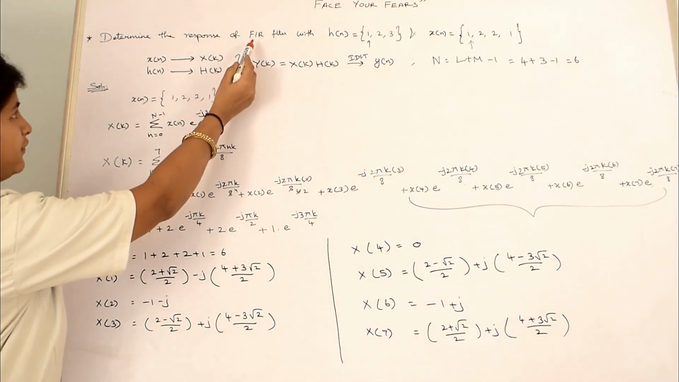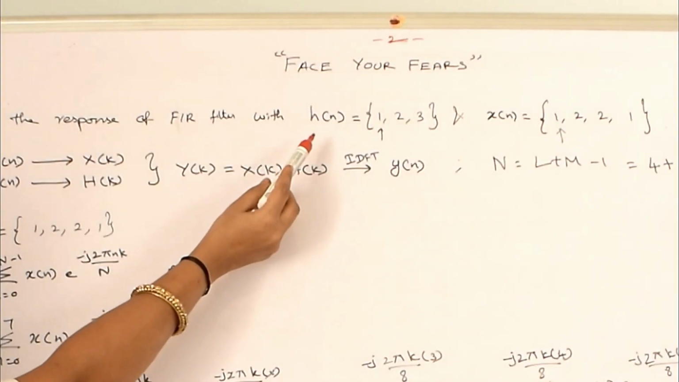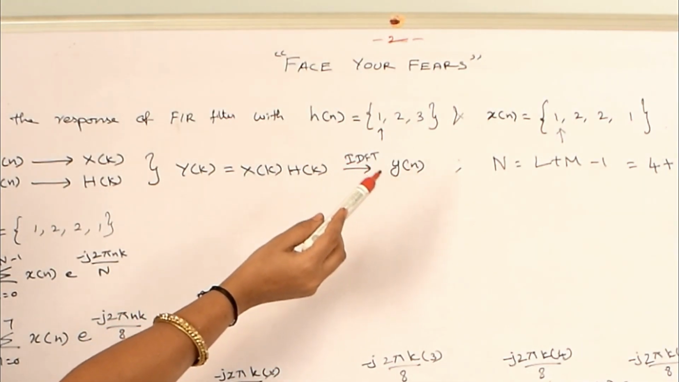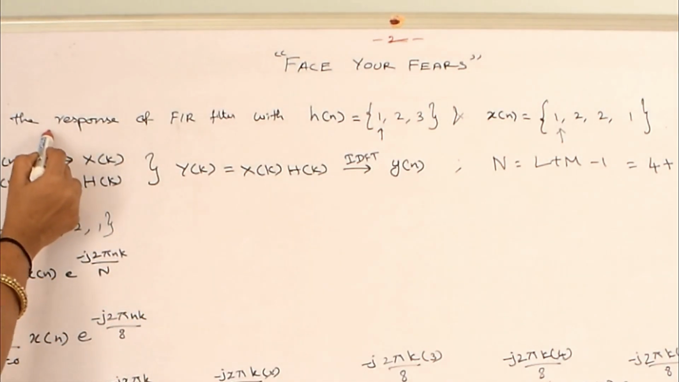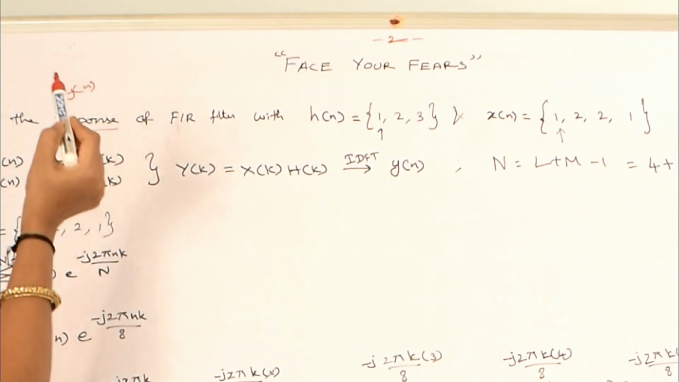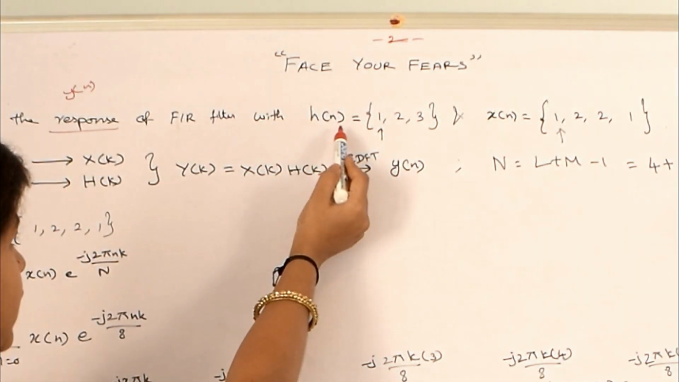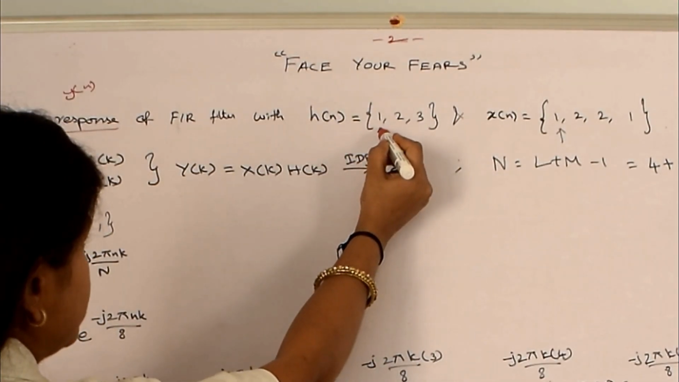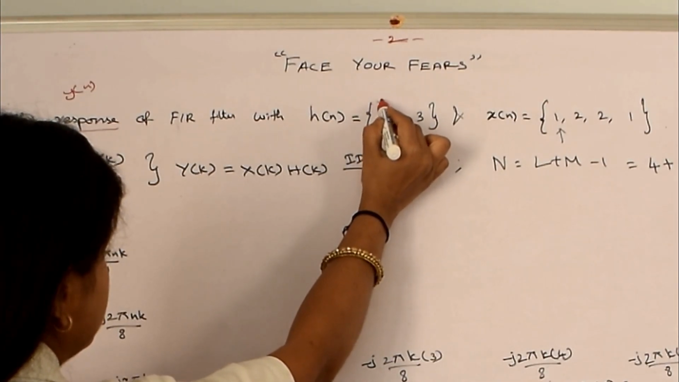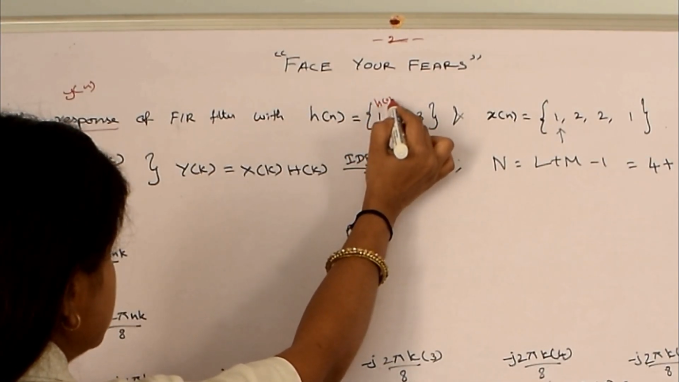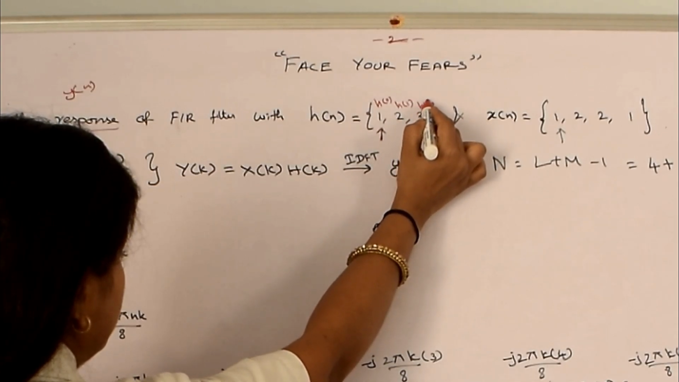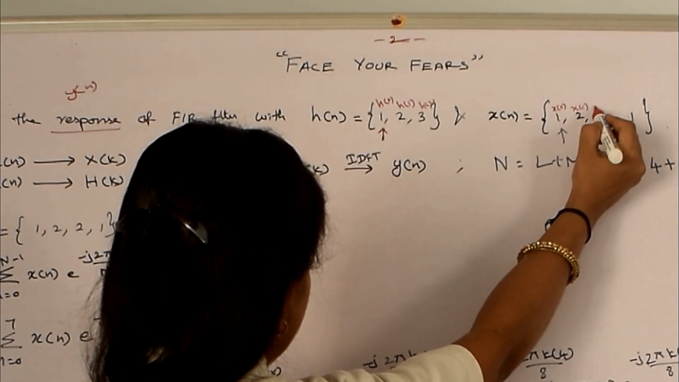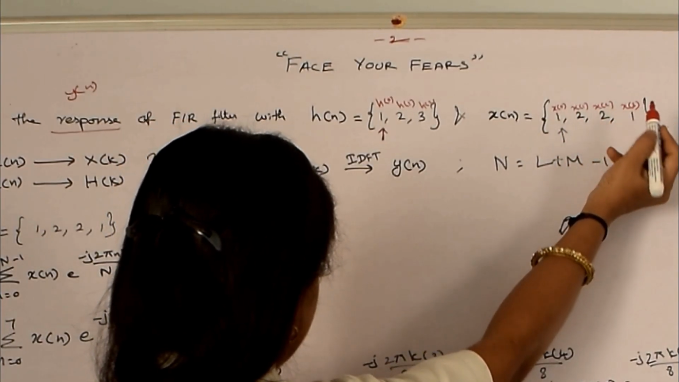Determine the response of the FIR filter with the impulse response h of n is equal to 1, 2, 3 and the input signal x of n is equal to 1, 2, 2, 1. So here you have to find out the response, which is y of n. So h of n is given and x of n, the input signal, is also given. This arrow indicates the sequence starts from here. This is your h of 0, h of 1, h of 2. This is x of 0, x of 1, x of 2, x of 3.